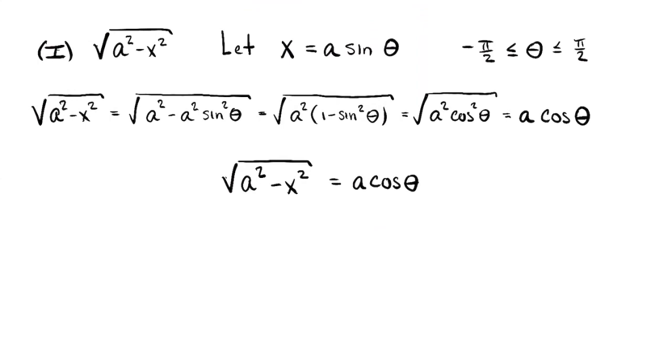Okay, so let's look at this first type. I'm talking about integrals that have expressions like the square root of a squared minus x squared. Here a is just some positive number. So we're going to take advantage of a Pythagorean trig identity to eliminate the square root. By making a substitution that x is equal to, say, a times the sine of some angle, that angle is a fourth or second quadrant angle.